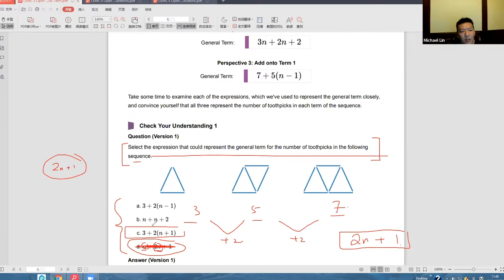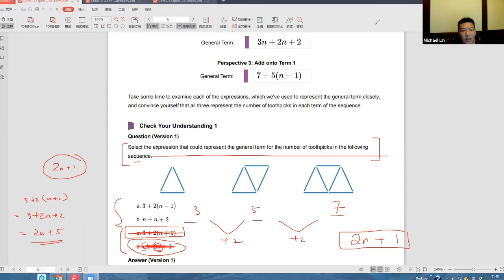C. Okay, so let's take a look. So we have 3 plus 2 times n plus 1. So again, that gives me 3 plus 2n plus 2. And that actually leaves me with 2n plus 5. So it's not C either. So remember the distributive property, okay?